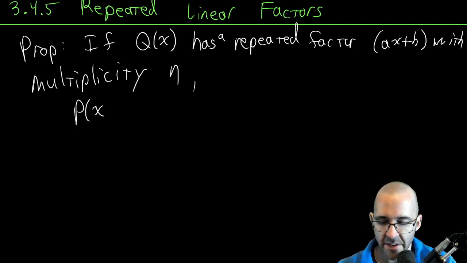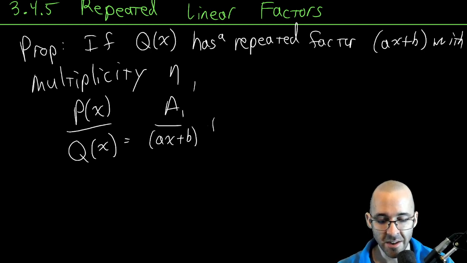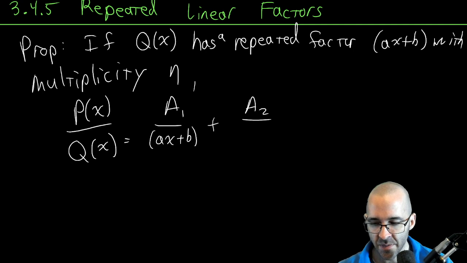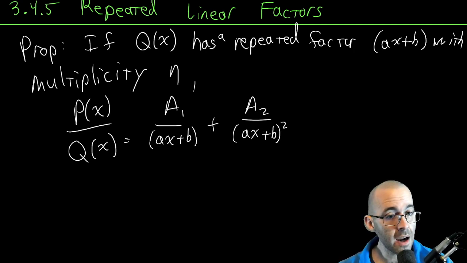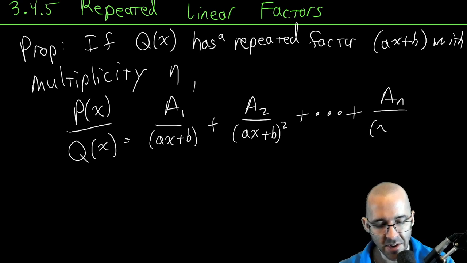Then that tells us that p of x over q of x equals some constant divided by that factor. So this should be looking pretty familiar. Plus another constant divided by that same factor squared. Plus a bunch more constants. And then the last one will be that same factor to the nth power.